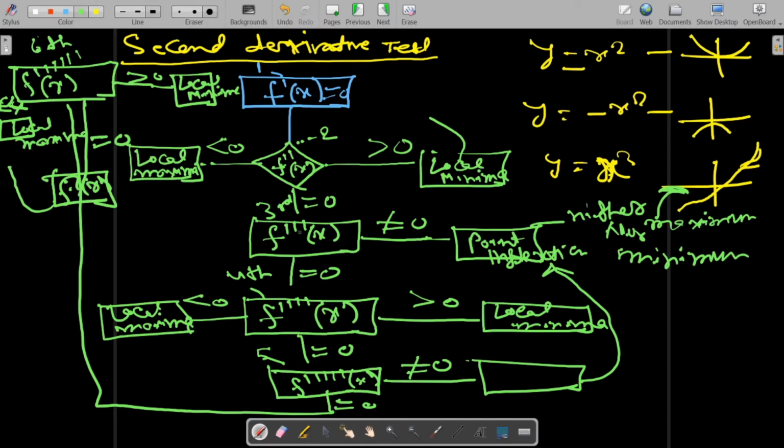So if you see here, at the third differentiation, fifth differentiation, and seventh, if it is not equal to 0, then it will say point of inflection. As you can see here, third, then fifth, and then seventh. So you understood how to do the second level derivation. Let's see the example for this.